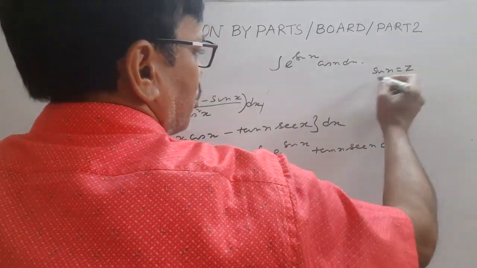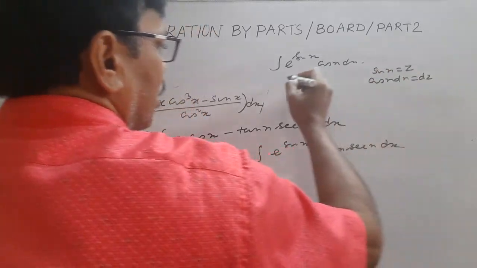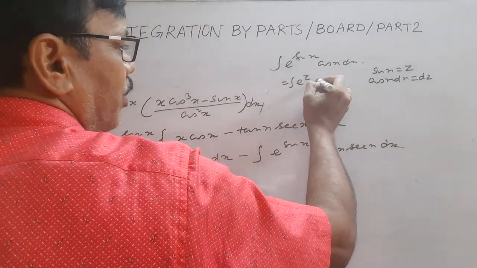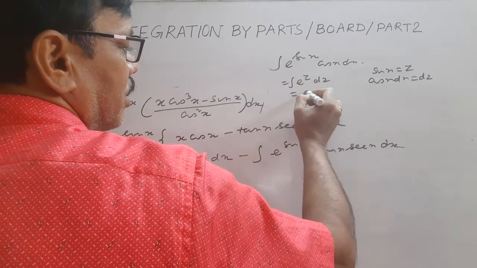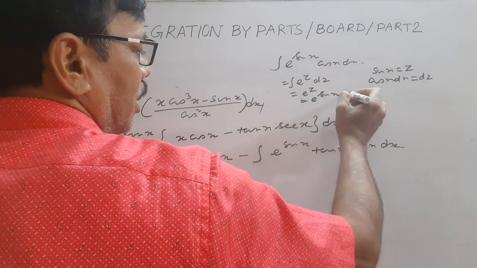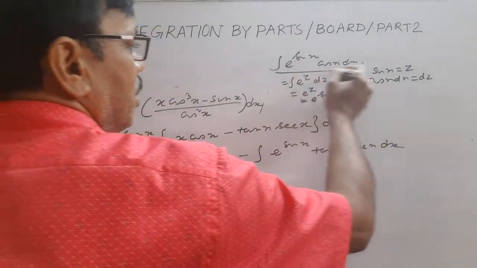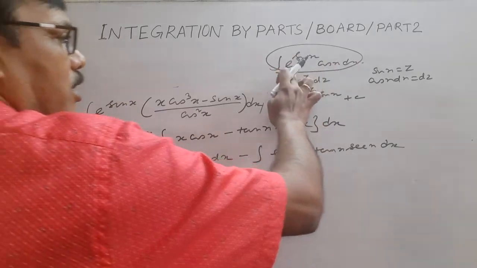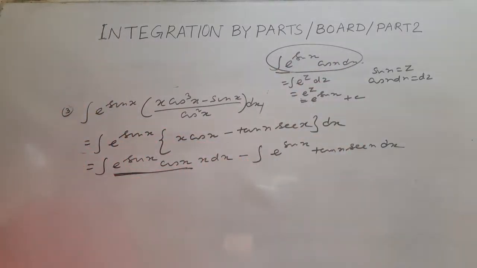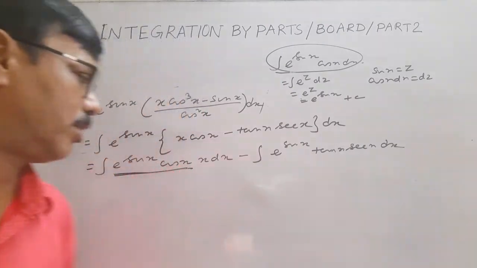Sin x equals z, so cos x dx equals dz. So it is e to the power z dz. This is e to the power z, this is e to the power sin x plus c. So what is the integration of e to the power sin x into cos x? It is e to the power sin x. You have to keep this in mind.